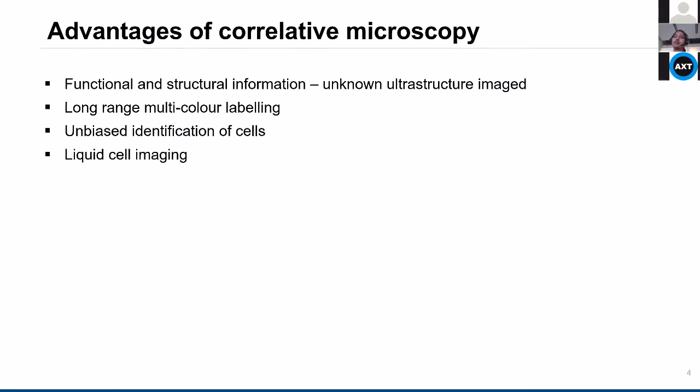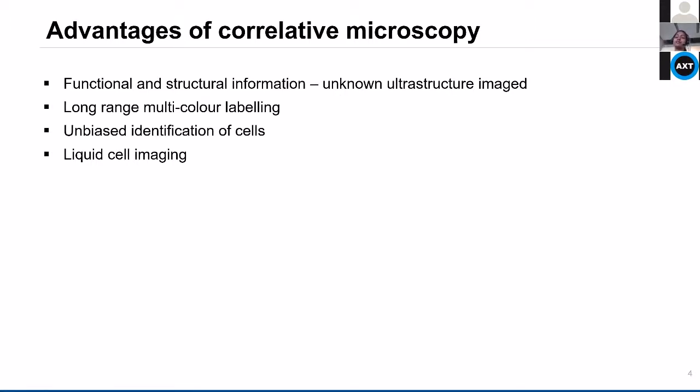So correlative microscopy is a technique that combines the advantages of the two, because it's also possible to have multicolor labeling for fluorescence microscopy by tagging the biological specimen with different fluorophores. And it leads to unbiased identification of cells, because by using electron microscopy alone, you are restricted to identifying cells based on their structure or morphology alone, which can lead to an error in the identification. But using a combination now of structure and function, it's possible to identify cells much more accurately.